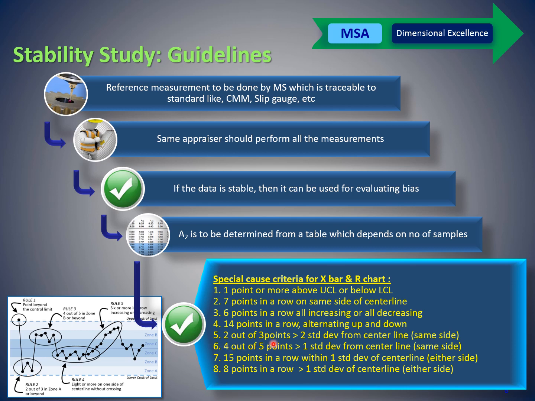2 out of 3 points more than 2 standard deviations from the central line. So out of 3 points, no 2 points should lie more than 2 standard deviations from the central line. And in line with that, 4 out of 5 points more than 1 standard deviation from the central line. No 4 points out of 5 points should lie beyond 1 standard deviation of the central line. Now 15 points in a row within 1 standard deviation of the central line is the 7th point which we need to check, and the final point is 8 points in a row more than 1 standard deviation of the central line on either side of the mean.